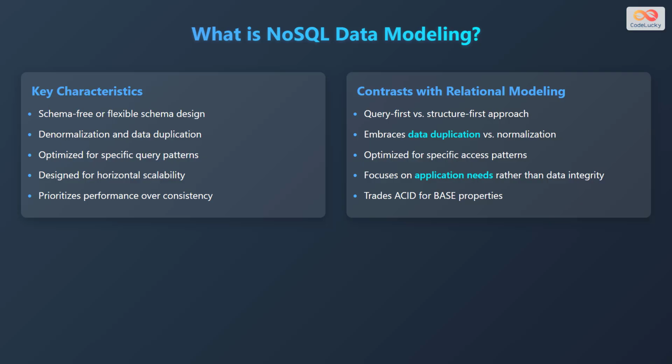These databases are designed for horizontal scalability. This allows you to handle large volumes of data and traffic. Performance is more important than consistency in NoSQL databases. This means data might not be instantly consistent across all parts of the database, but it is fast.